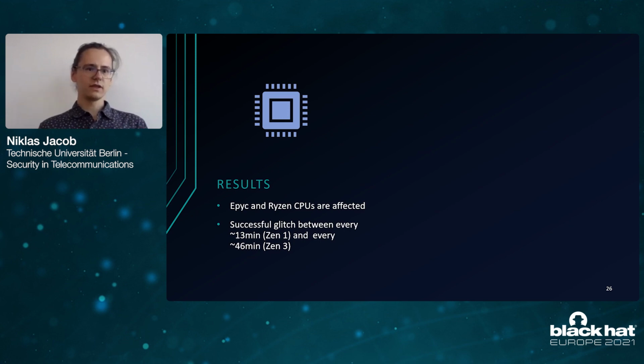Overall, we've successfully applied this attack to all Epyc and Ryzen CPUs that we got our hands on, and those are all Epyc and Ryzen CPUs from all different generations, so Zen 1, 2, and 3. The success times between glitches vary a little bit. We had 30 minutes for Zen 1 and up to 45 minutes for Zen 3, but those definitely could be improved. We didn't put too much work into improving these times because we were more than satisfied with the results we got. And now I'm going to talk a little bit about what we do with those.